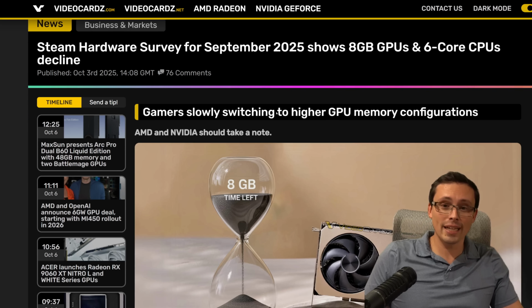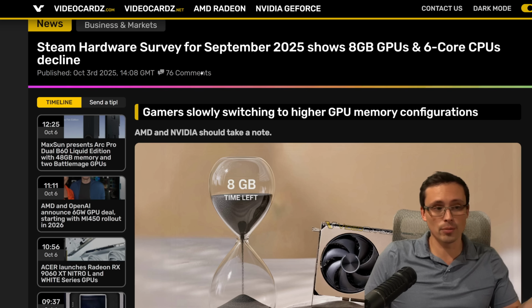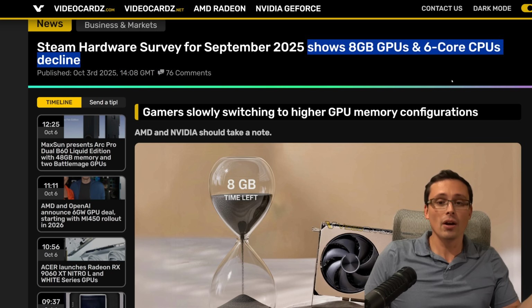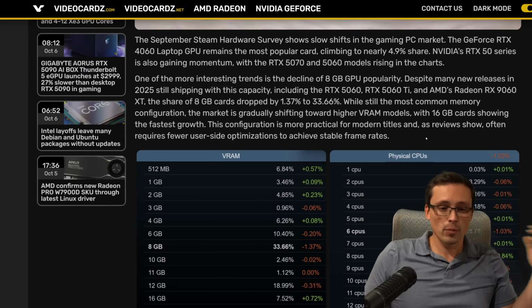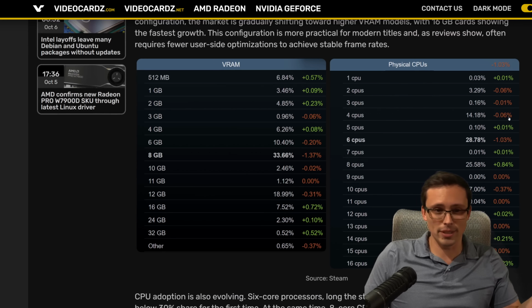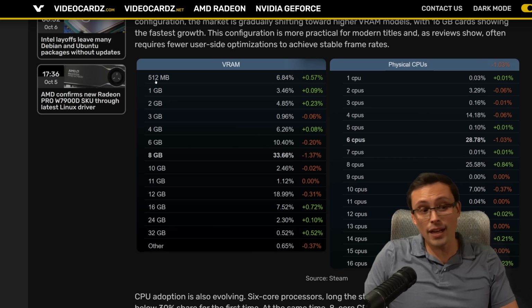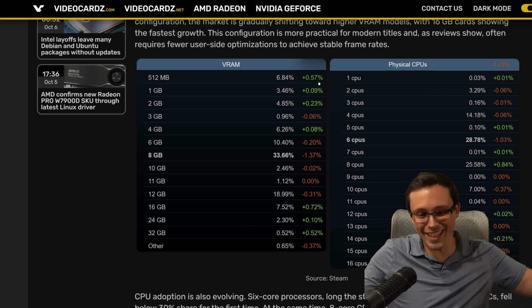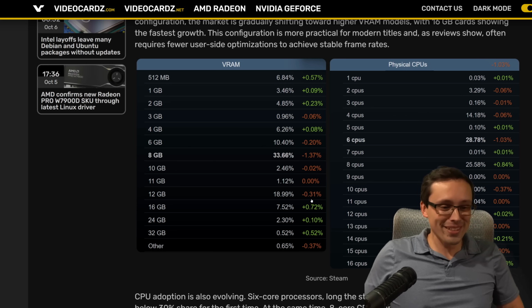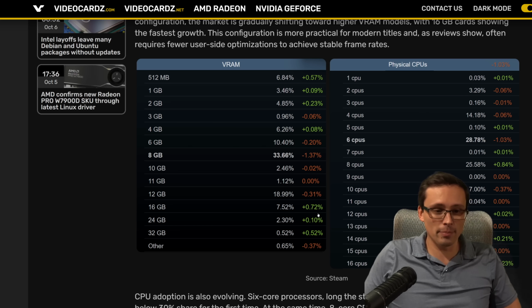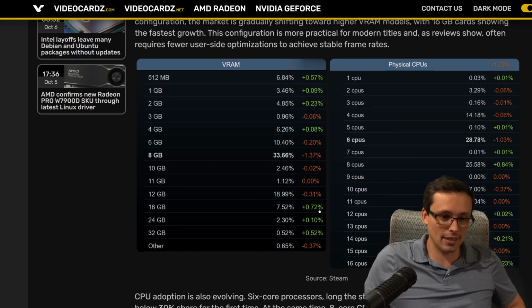Also, this being the beginning of a new month, we now have more Steam hardware survey data. And the September data is showing that 8GB GPUs and 6-core CPUs are in decline, which is interesting. So you can kind of look at what's gained the most and what's decreased the most. That being said, 512 megabyte VRAM GPUs have seen an increase. So there's that. Anyway. So we're definitely seeing an increase in 16 gigabyte GPUs, going up not quite 1%, but still kind of noticeable.